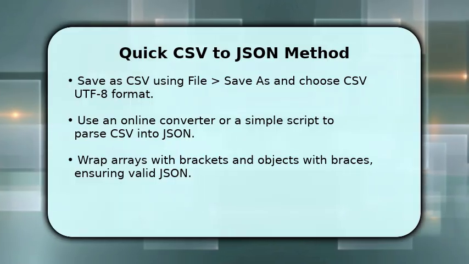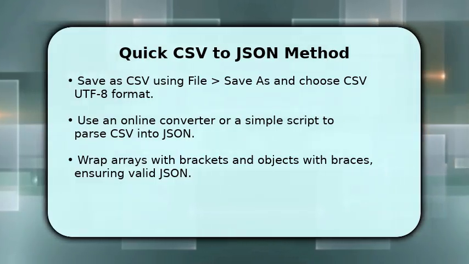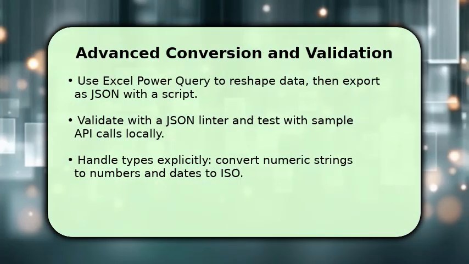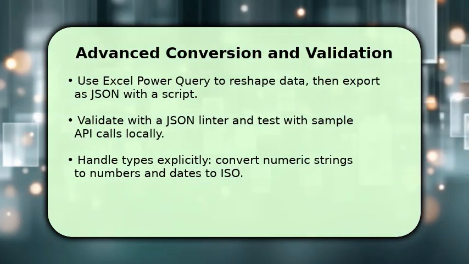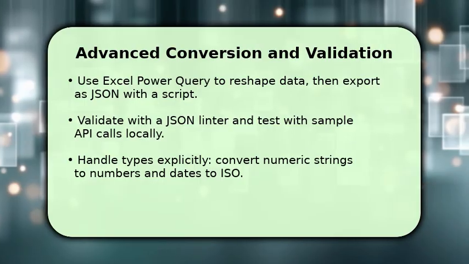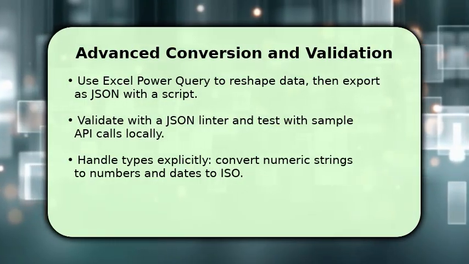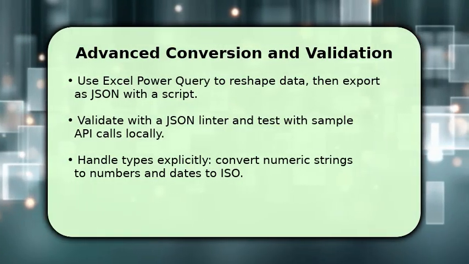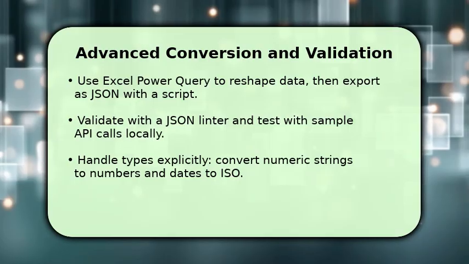For complex tables, use Excel Power Query to filter and reshape columns first. Then export the clean table to CSV or copy it into a script-friendly environment. Use a script that converts numeric strings to numbers and dates to ISO 8601 format.